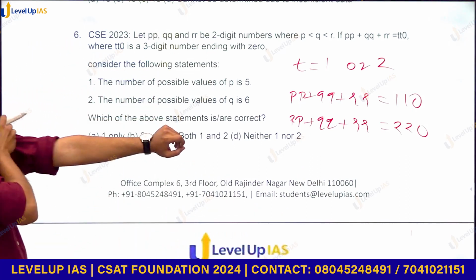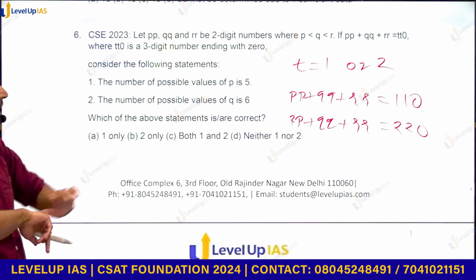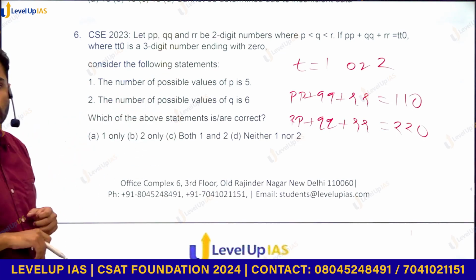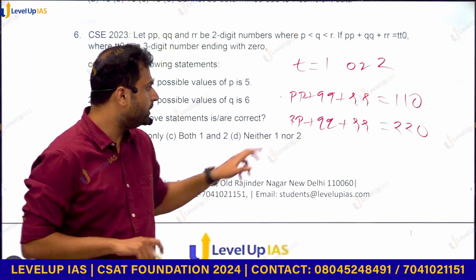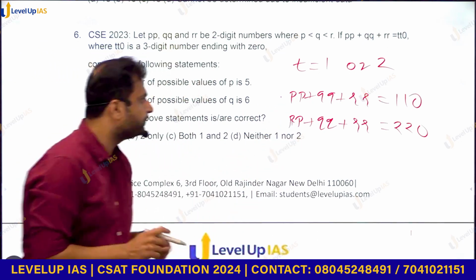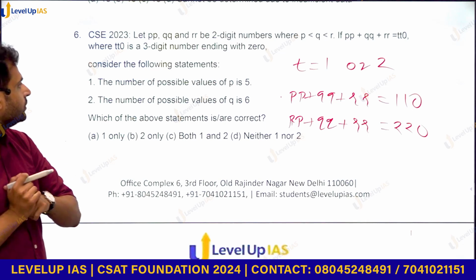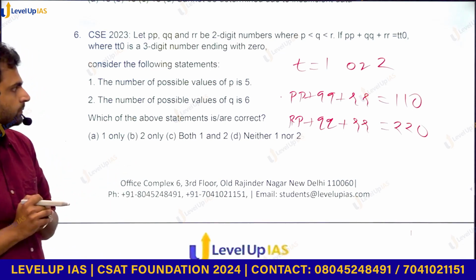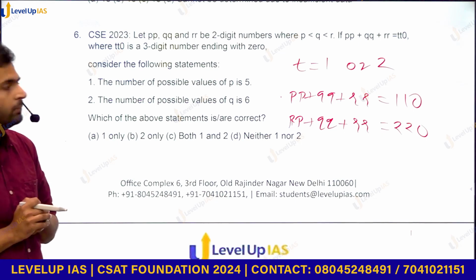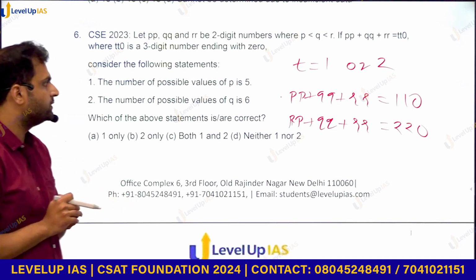Fine. Okay. Now we have to see what possibilities are there for P and for Q. So can we have P equal to 1? Can we have P equal to 1?